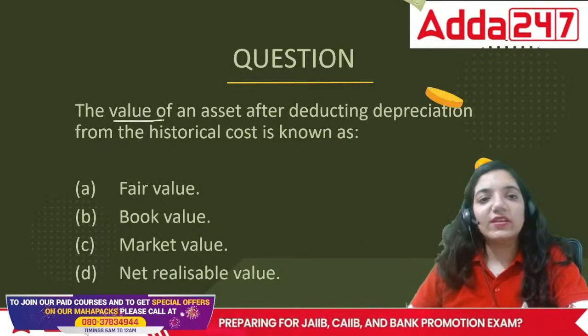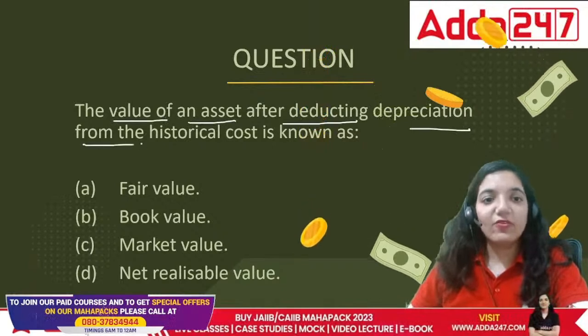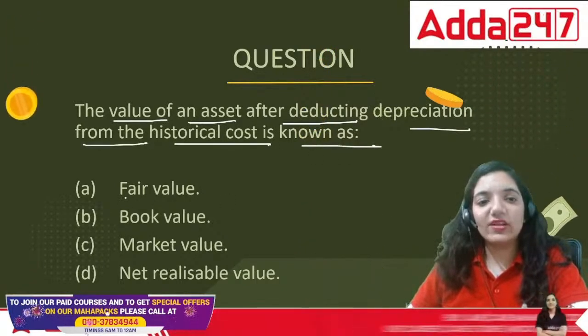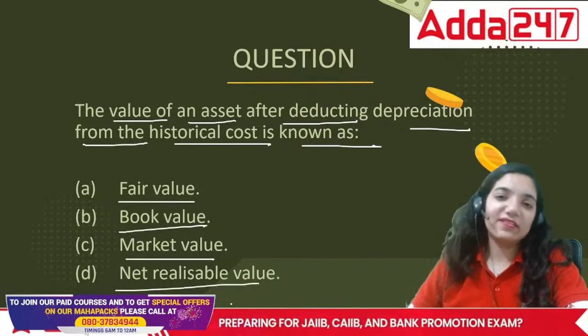Next question. The value of an asset after deducting depreciation from the historical cost is known as fair value, book value, market value or net realizable value.